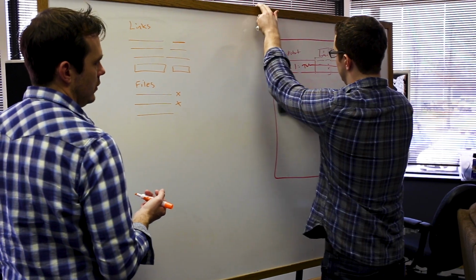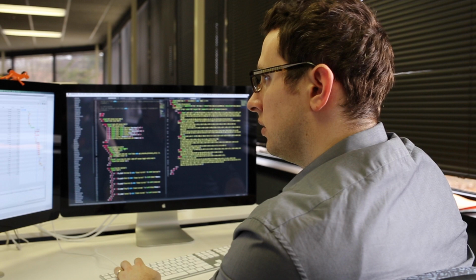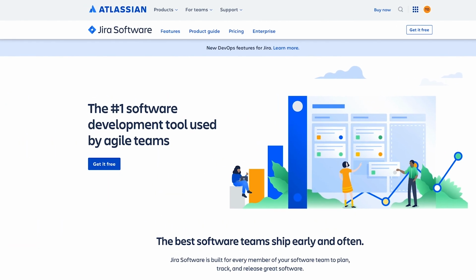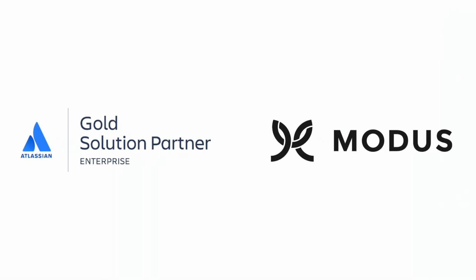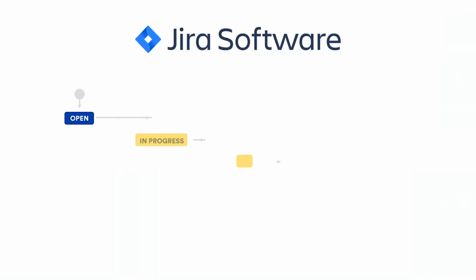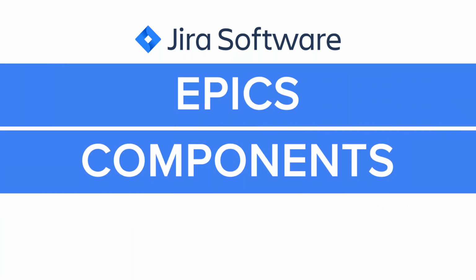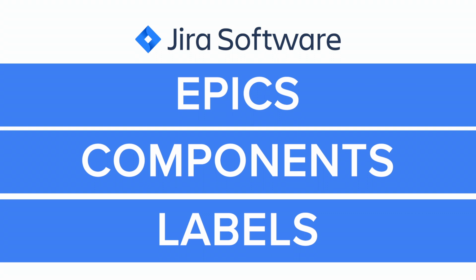Process, technology, and organizational change start with deploying the right tools for the job. This is where Atlassian's project management product, Jira, comes into play. As Atlassian partners, Modus uses Jira to track and manage our projects. One of the more common questions that come up about Jira is what's the difference between epics, components, and labels, and when's the right time to use them?